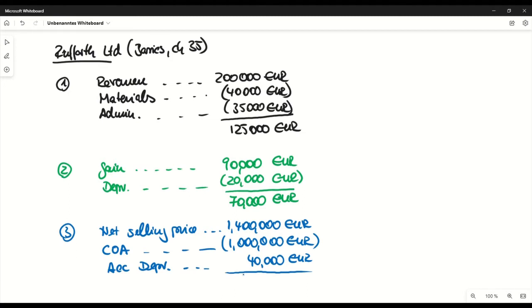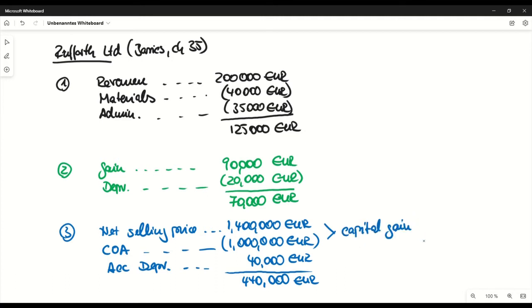I want to calculate the gain on disposal. It will be 440,000. So the difference between the net selling price and the cost of acquisition is what we refer to as a capital gain.